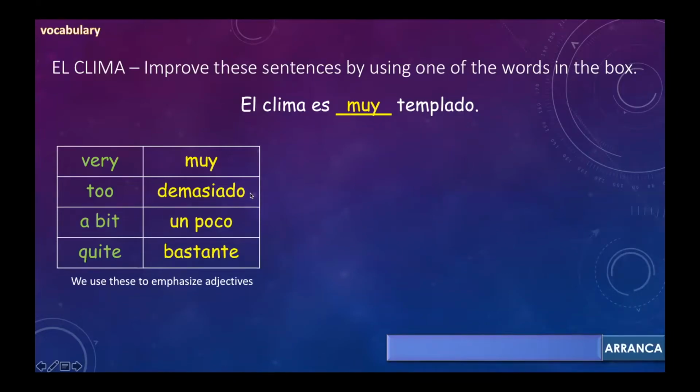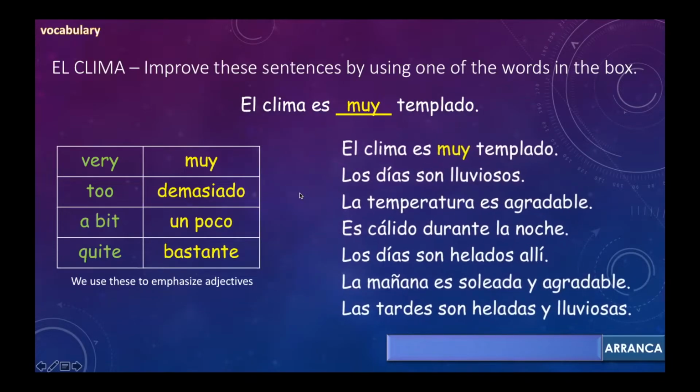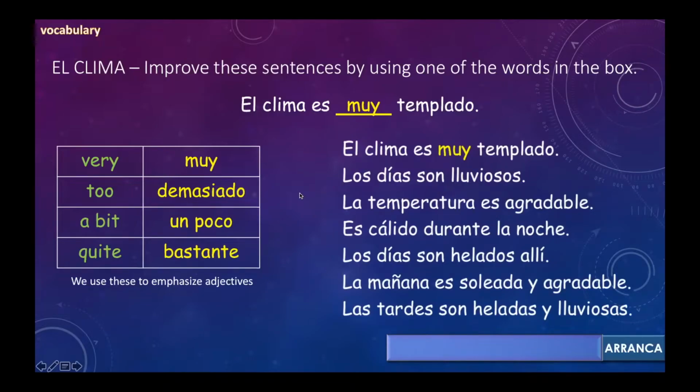So as you can see, that word is going to improve your sentence and it's going to show how good you are in Spanish. So what we're going to do is we're going to take these sentences and we are going to improve them. So what I would like you to do is I want you to choose any of those four words to improve your sentence. Off you go.